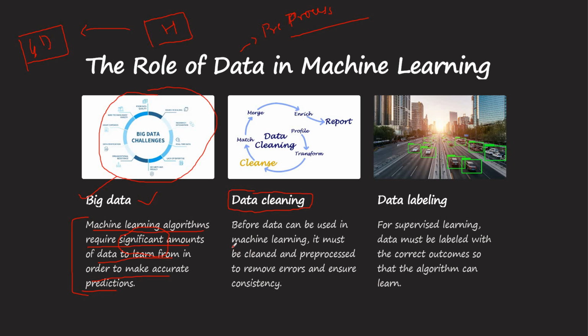Here it is written, before data can be used in machine learning model training, it must be cleaned and pre-processed to remove errors and ensure consistency. Now, if the data is not clean, or not pre-processed, what will happen? The output will contain outliers, and it could be overfitted or underfitted output. And we will learn about that later.